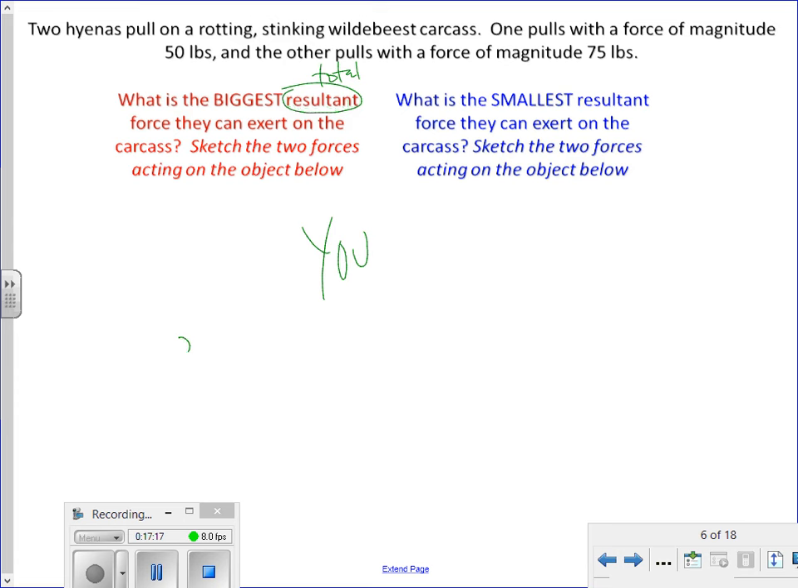Here's the wildebeest carcass. If you're an artist, congratulations. That's fair enough. What's the smallest total force? Oh, wait a minute. Pulling in a certain direction. Okay. Maybe that helps you out with one of your other assignments. Here's your wildebeest carcass. Draw me 2 of these cases. One in which the hyenas end up with the biggest total force, and one in which the hyenas pull with the smallest total force. Got it? Good.